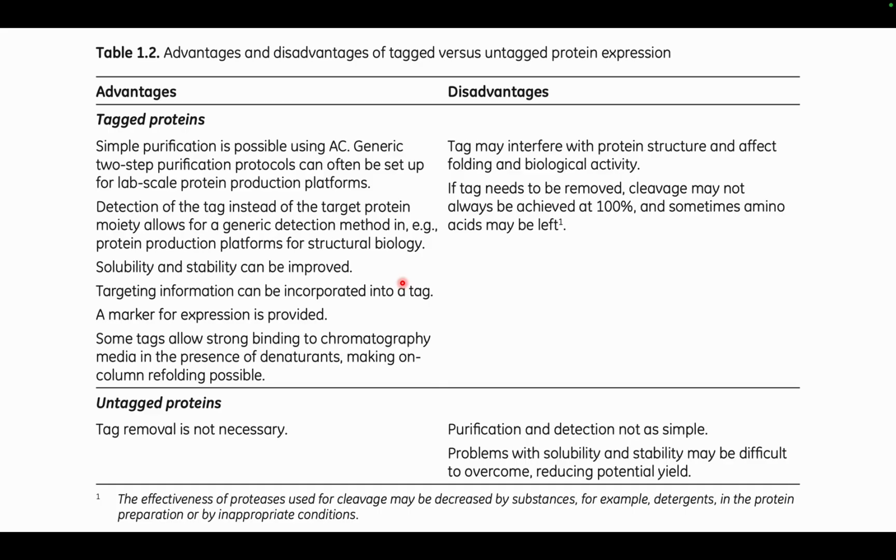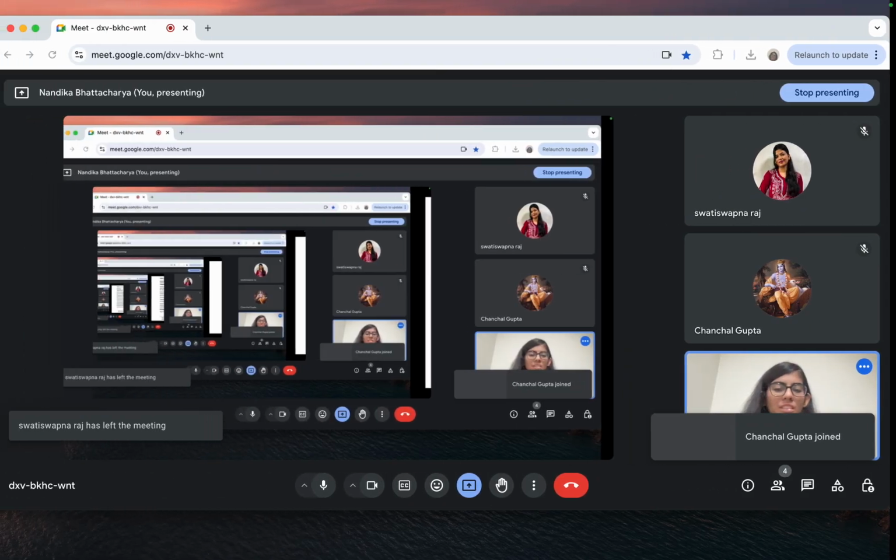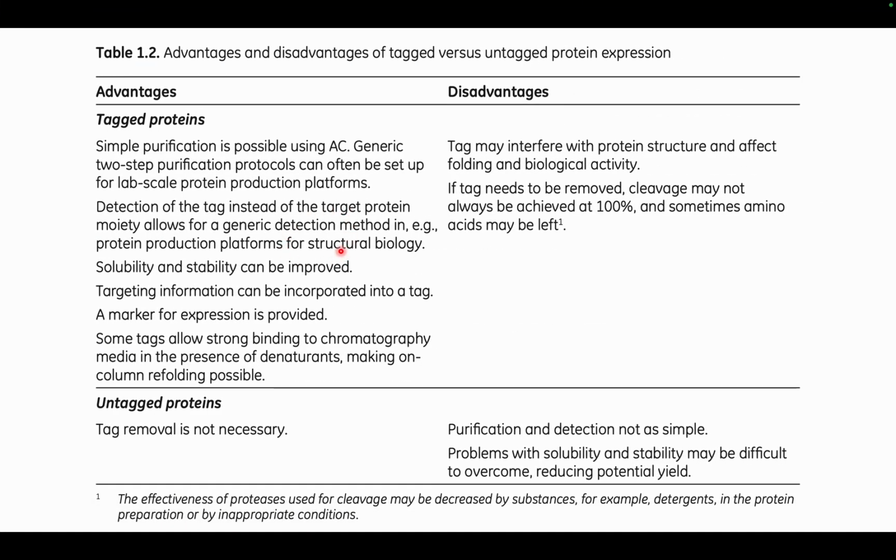Some tags can help with improving solubility and stability. Like there's a maltose binding protein, MBP tag, which often helps with solubility of our protein. Okay? It can also be used as a marker for expression, and also in structural biology, tags have a very different kind of purpose that's maybe not within the scope of this here.